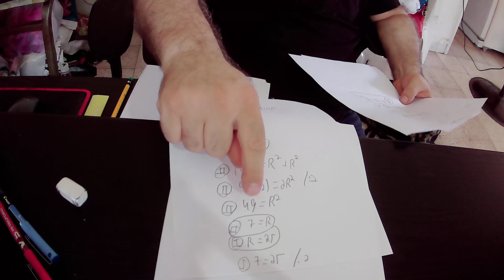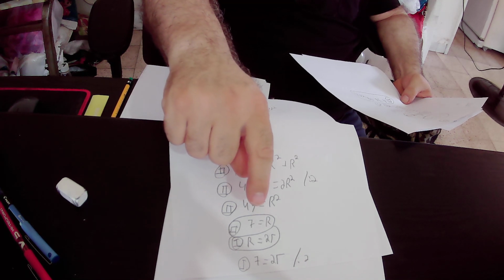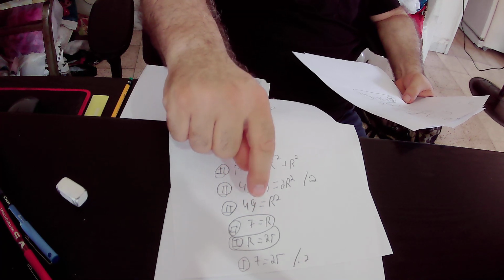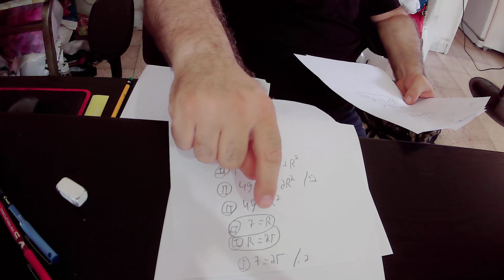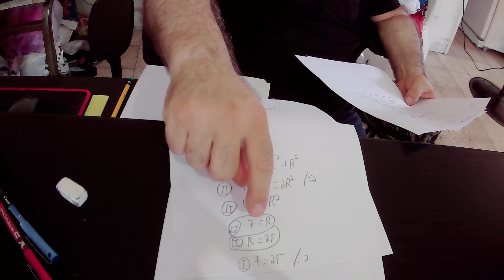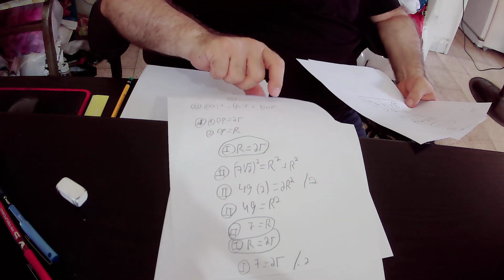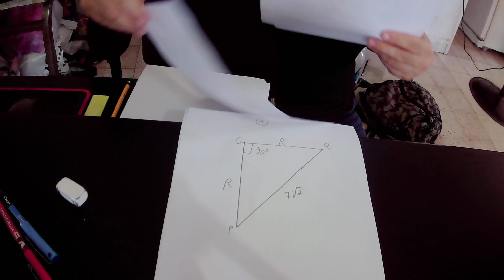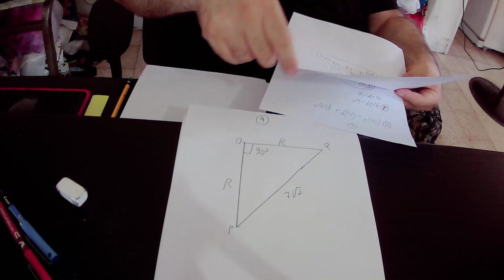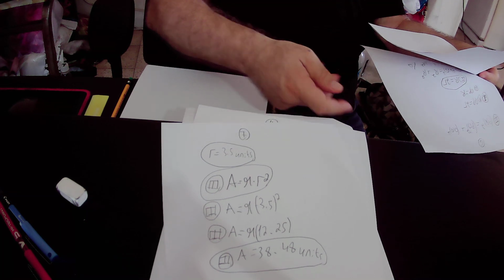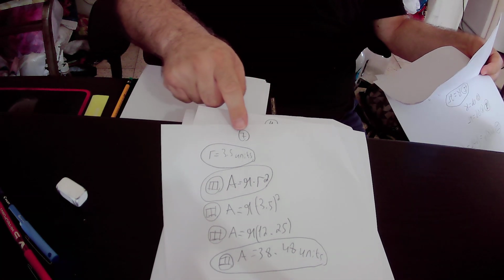So we can substitute capital R by 7, because capital R equals 7. So we found that 7 equals 2 times small r, and at the end we found that the value of the radius of the yellow circle is 3.5 units.